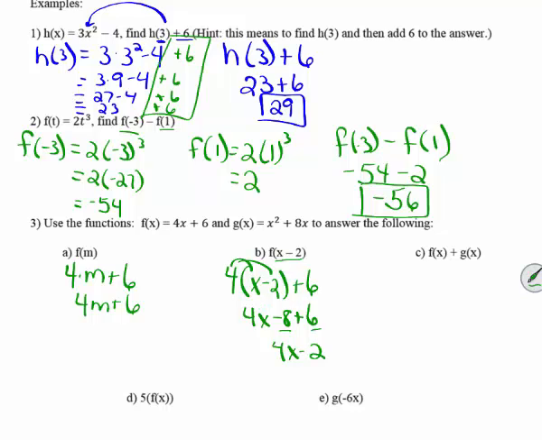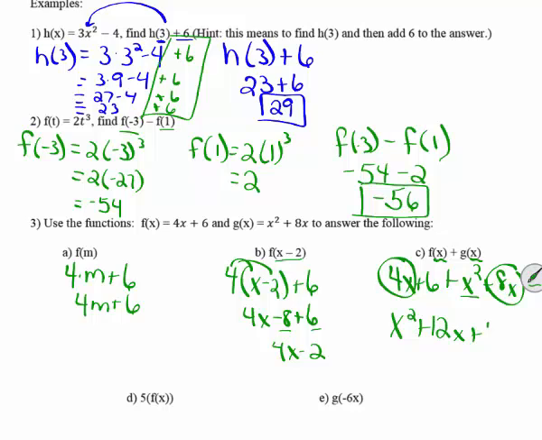All right, for letter C, this means I want to add my two functions together. So I'm not substituting in because they're both with x's. But I'm going to have 4x plus 6 plus x squared plus 8x. So this is going to be combining like terms. I'm going to start with my x squareds. I don't have any others. I can combine 4x and 8x. That's going to give me 12x. I don't have anything else with my 6, so then I'm just going to write it down.